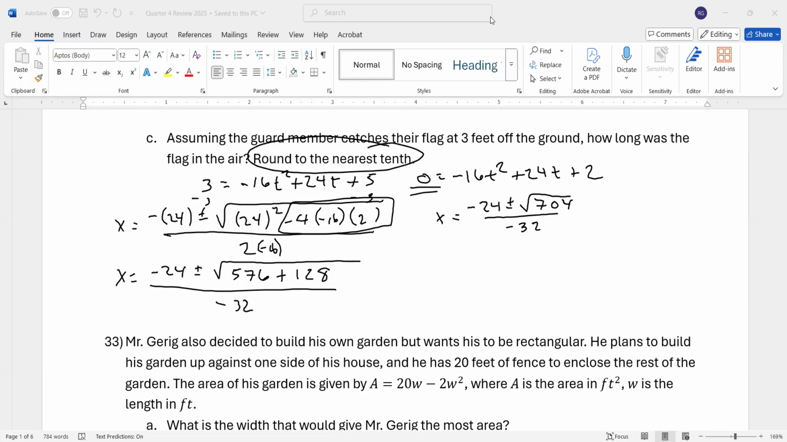It does say round to the nearest tenth. So I'm going to go ahead and type the square root of 704 in my calculator. If done correctly, you should get negative 24 plus or minus 26.5 all over negative 32. I'm going to go ahead and get my two solutions. Negative 24 plus 26.5 over negative 32, which is going to give me what? 2.5 over negative 32.